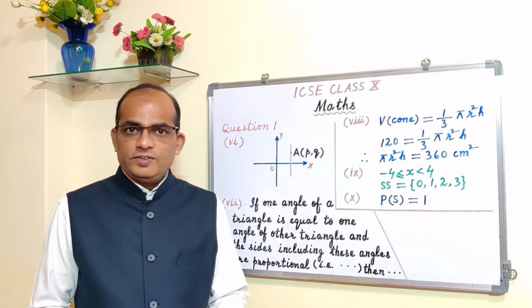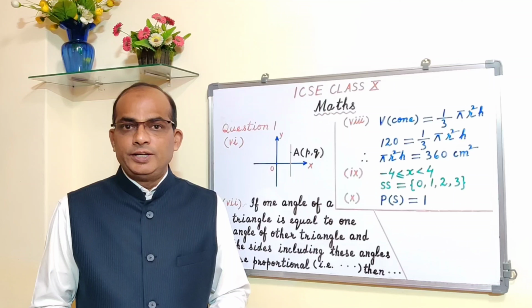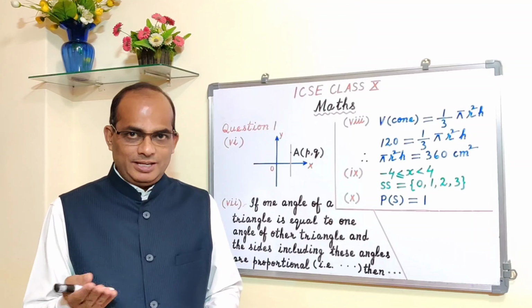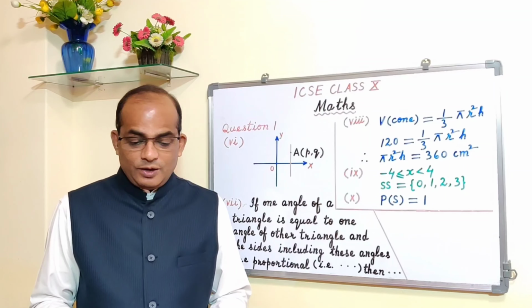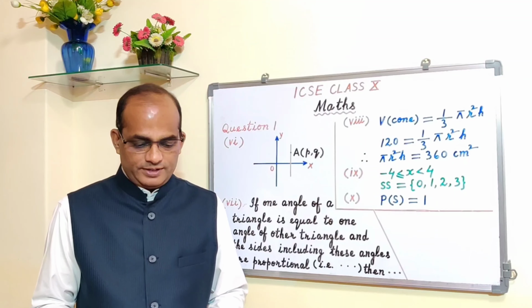The question is, the point A(P, Q) is invariant about x is equal to p under reflection. The coordinates of its image A dash is. What are the coordinates of A dash? A dash, which is the image of A, when it is reflected under x is equal to p. This is the question. Alright.